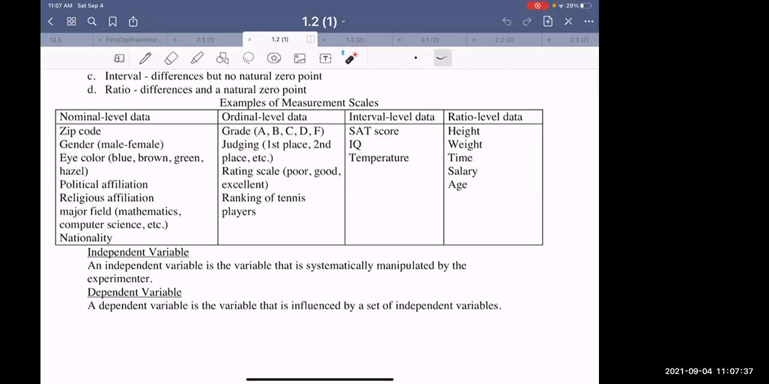Okay. Sometimes we also call things by independent and dependent variables. These are sort of arbitrary names. Your dependent variable somehow is influenced by your independent variable. Usually independent variables are things that you manipulate. Okay.